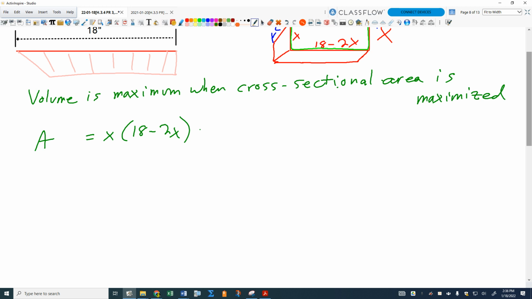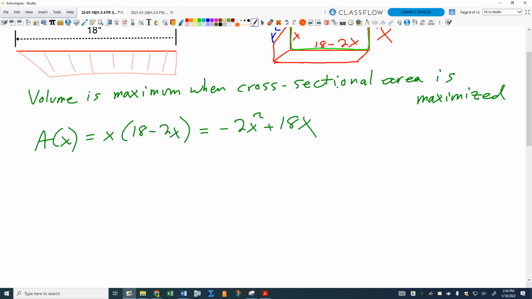And so if I multiply that out, isn't that just going to give me 18x minus 2x squared? But I'm going to put it in standard form: minus 2x squared plus 18x. And look, I can write that as A of x, a function of a single variable. That is a quadratic function in standard form. Isn't 18x supposed to be positive? Oh, positive, yep, you're right, thank you.